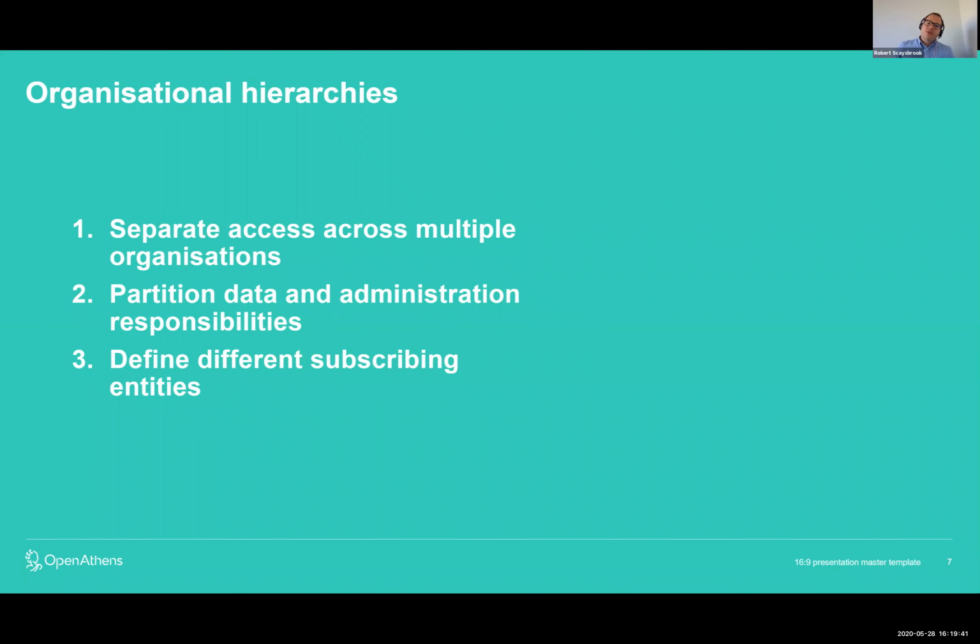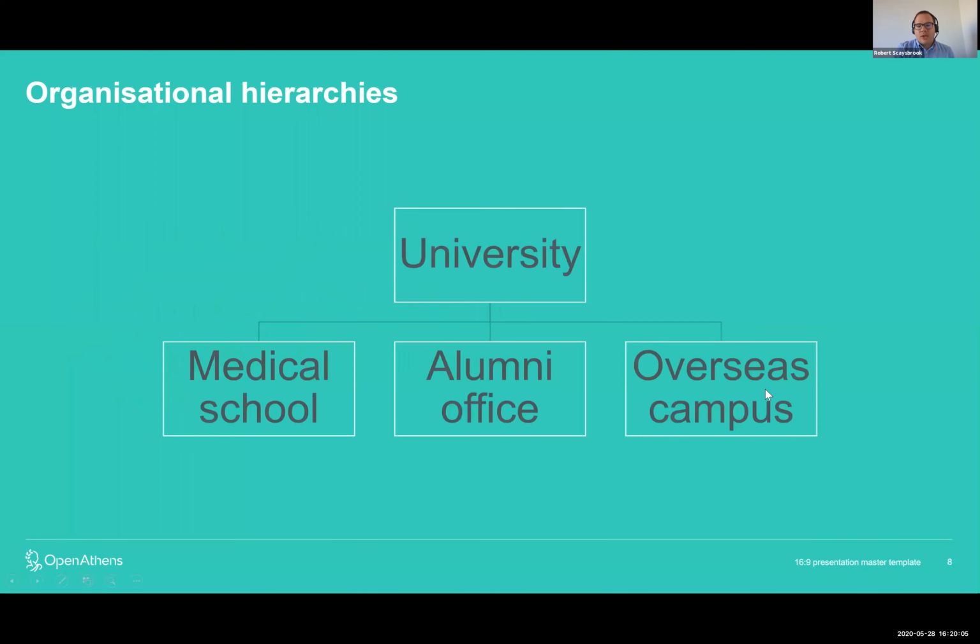The other thing that you might want to do is define different subscribing entities. So it might not be that the resources you procure centrally can cascade to everybody within your organization hierarchy. It might be that you have a relationship at an organizational level, but they're a completely separate subscribing entity. And some of the structures that we'll go through here could allow you to facilitate access that way. So I thought the easiest way is to give you an illustration of what a hierarchy is in OpenAthens terms.